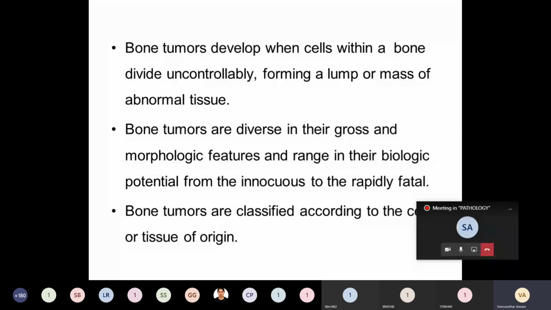Okay. So bone tumors. These bone tumors develop when cells within a bone divide uncontrollably, forming a mass or lump of abnormal tissue. All of you know what is neoplasia. So it is neoplasm of the bone, that's all. Bone tumors are diverse in their gross and morphological features, and they range in their biologic potential from the innocuous to the rapidly fatal. Bone tumors are classified according to the cell of origin.